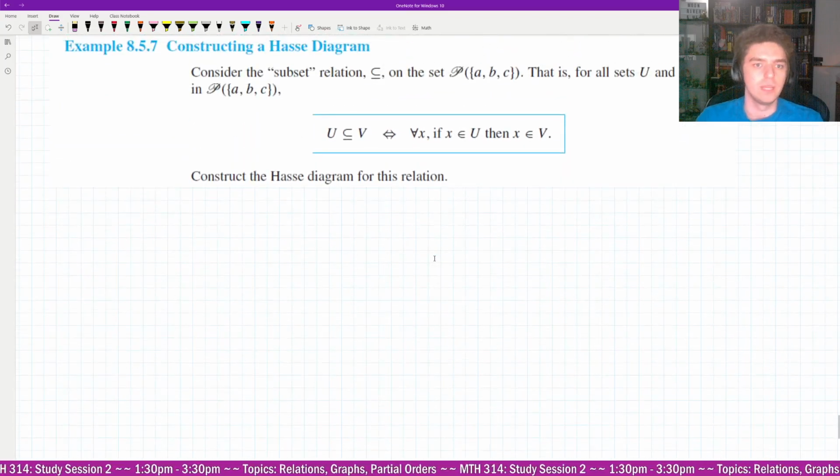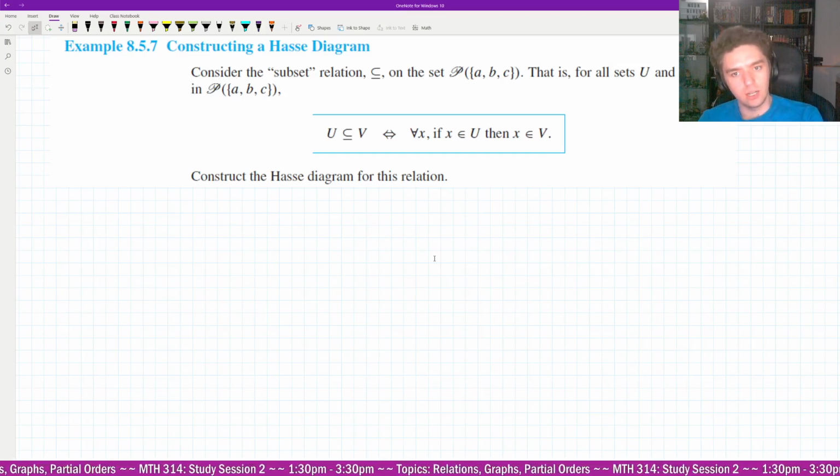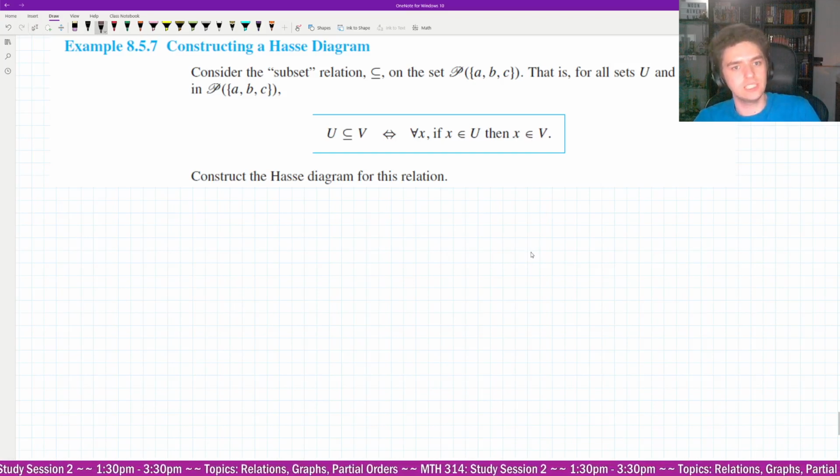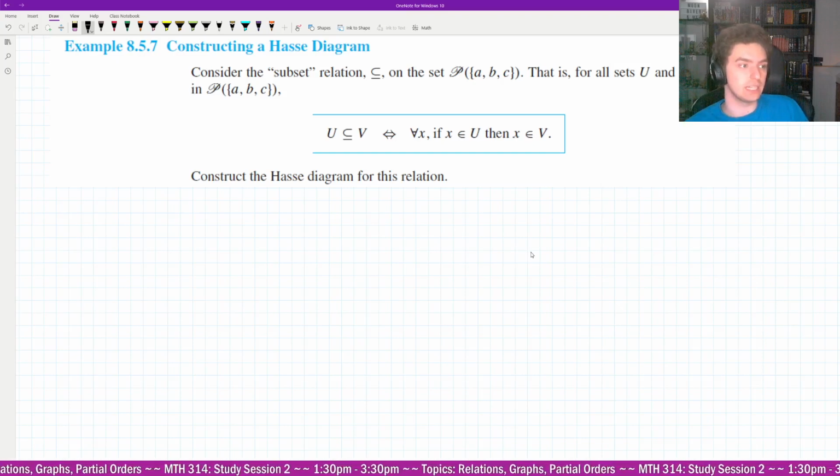So consider the subset relation on the power set of ABC, that is, for all sets U and V, U is a subset of V if for all X, if X is in U, then X is in V, right? So it's just subset notation, which is a partial order, right? Because, for example, it's anti-symmetric, definitely.